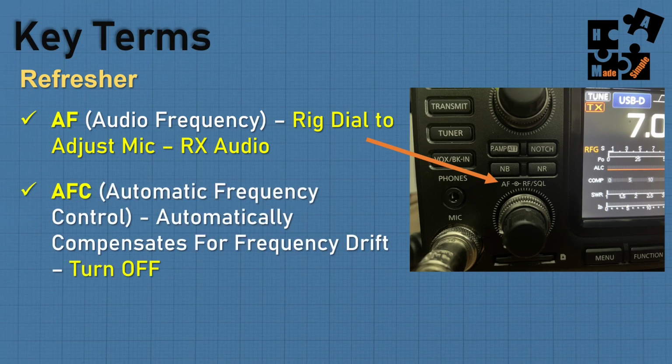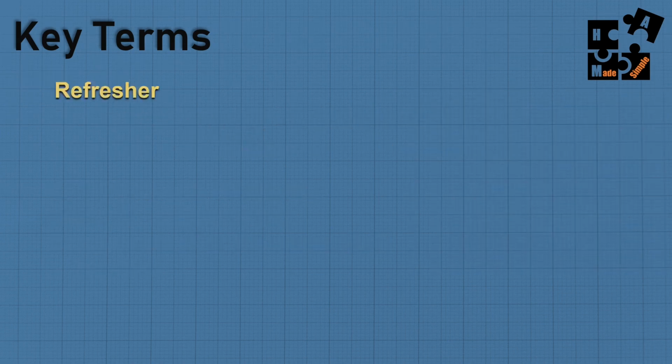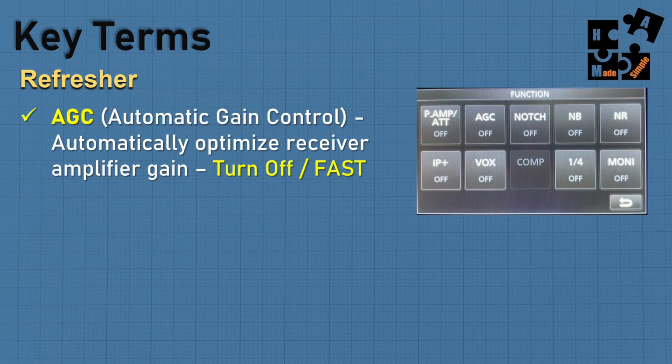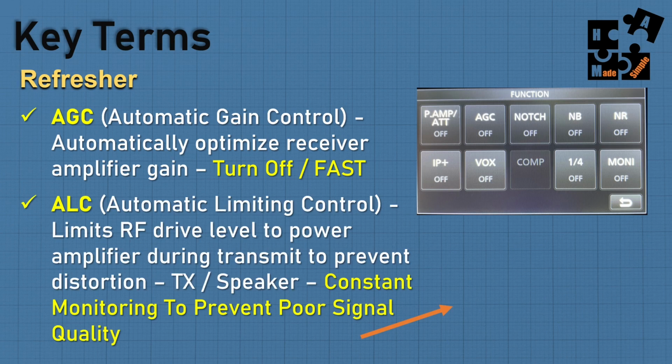On the AFC, which is your automatic frequency control, for most of these digital apps, just turn it off, walk away, don't use it. When we talk about the AGC, automatic gain control, you want to make sure you turn that off or have it to fast if you can't turn it off. That's a constant through all of these. And I'll break down all of the other functions that we have to turn off along the way. ALC, automatic limiting control.